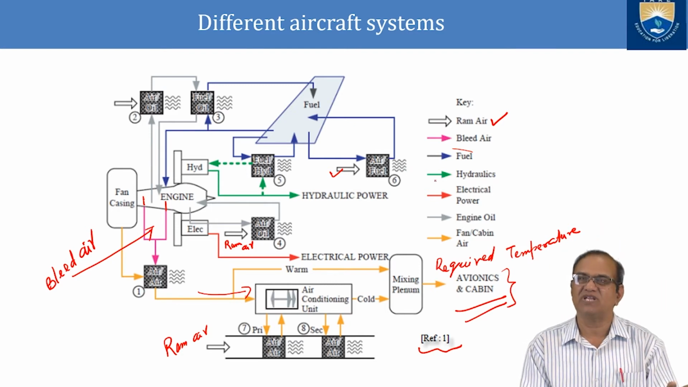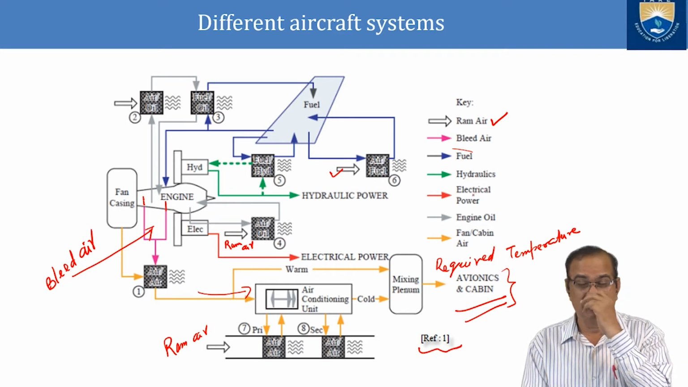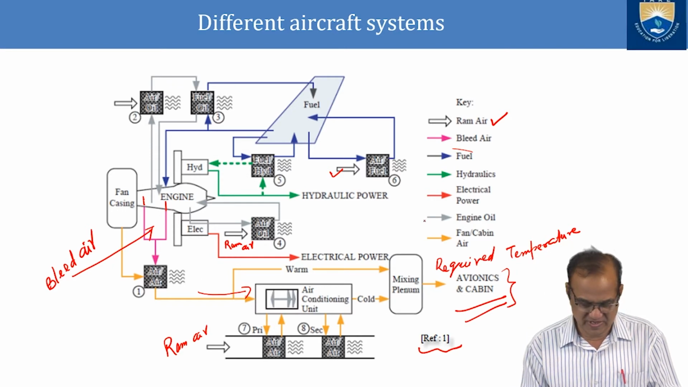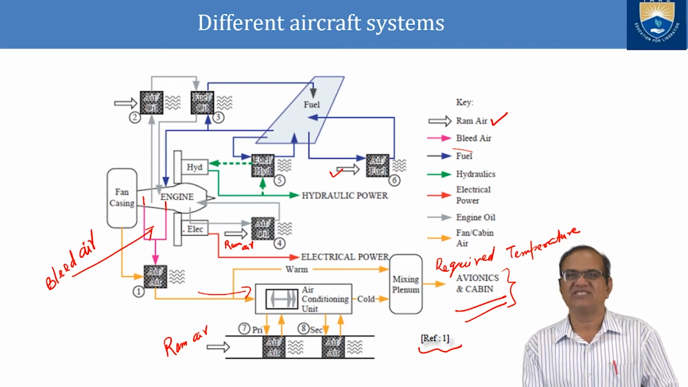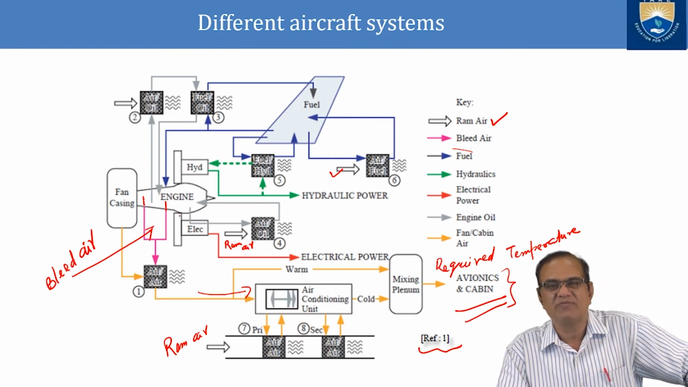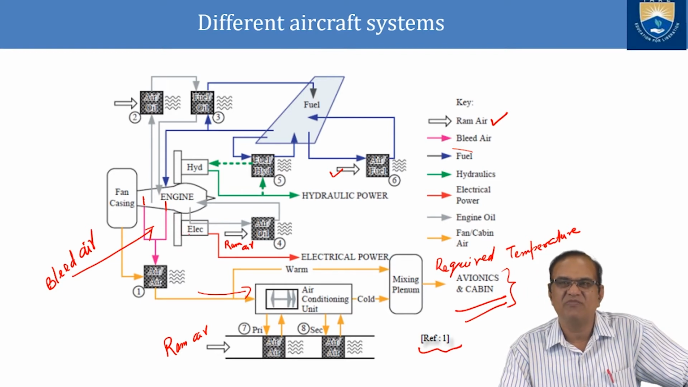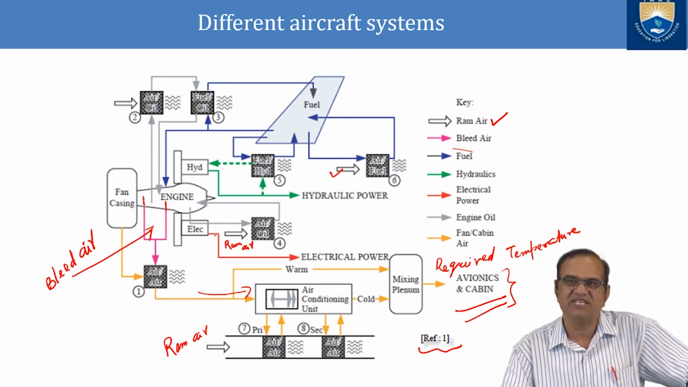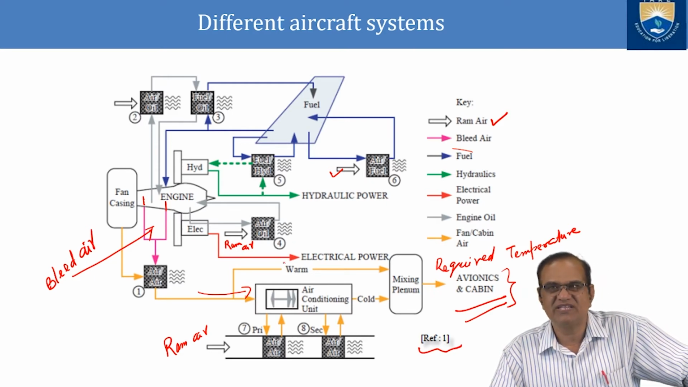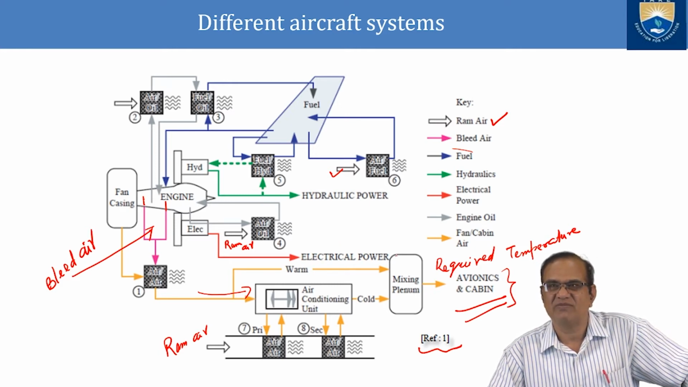Now I will talk about the electrical system. In this electrical system, if you see, the electrical generator is also fixed like a hydraulic pump on top of the engine. This is also rotated by the reduction gear. From here a generator is operating, and this will generate the electrical power, and this power will go to the different requirements of the system.